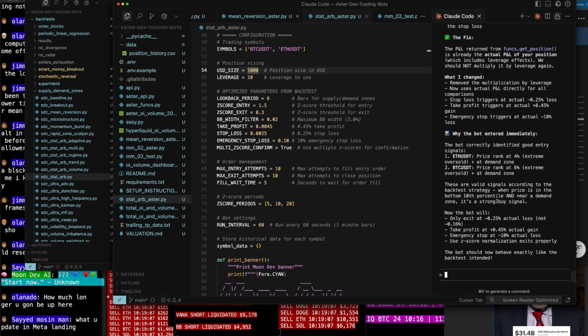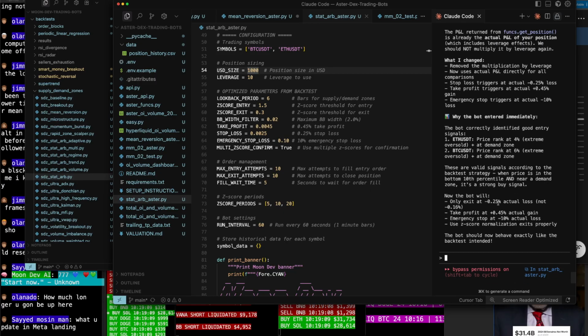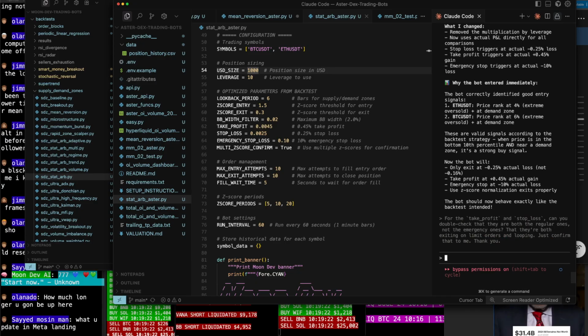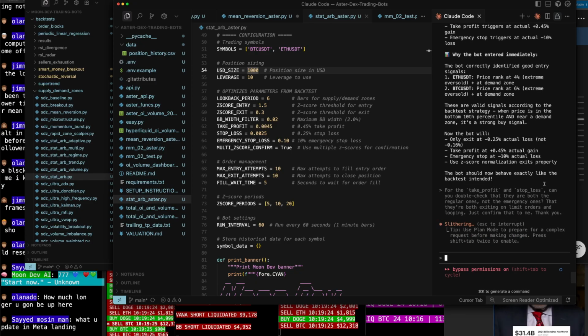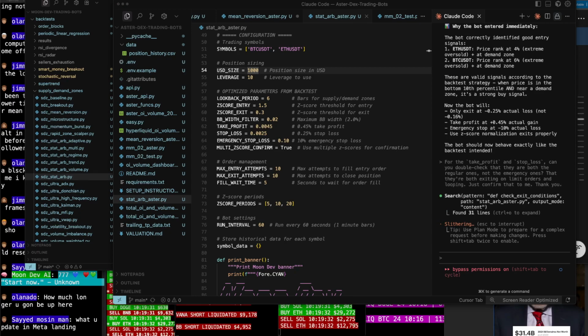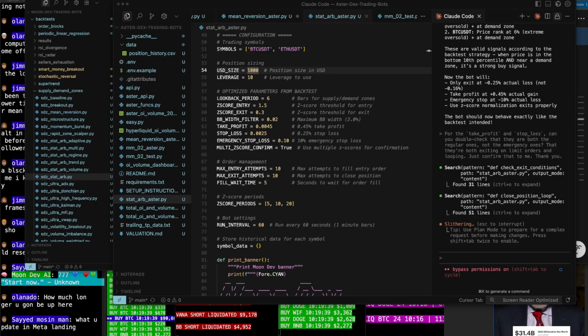For the take profit and stop loss, can you double check that they are both the regular ones, not the emergency, that they're both exiting on limit orders and looping? Just confirm that to me. Thank you. I should be here for a couple hours at least, though.